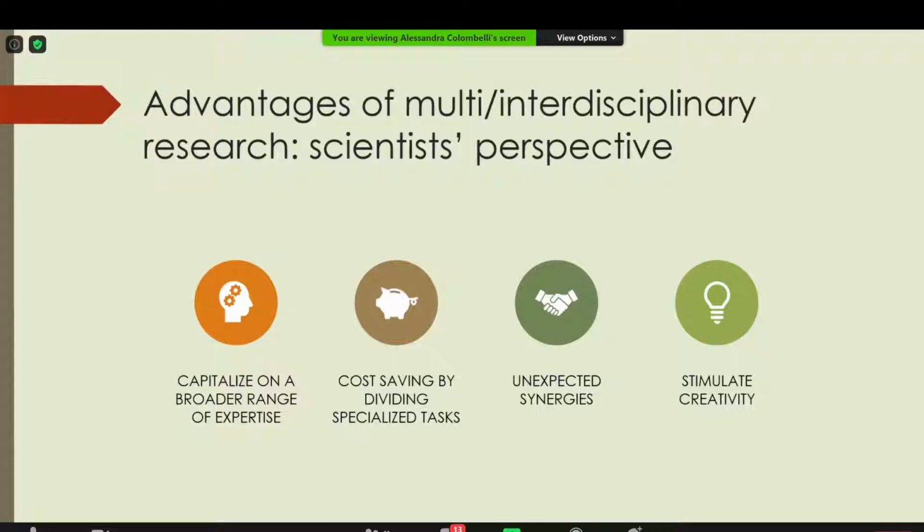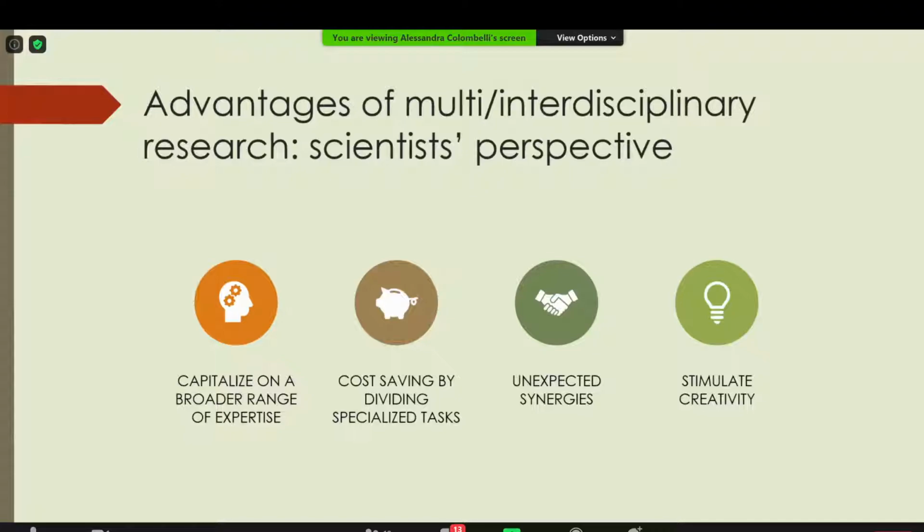In particular, what are the perceived advantages of interdisciplinary research from the scientist's perspective? From this perspective, it has been found that an important advantage is the possibility to capitalize on a broad range of expertise. In other terms, the variety of knowledge, expertise and competencies can really lead to strong advancement in the research, and they can really generate new knowledge, new radical technologies.